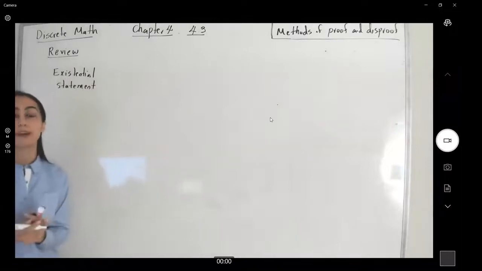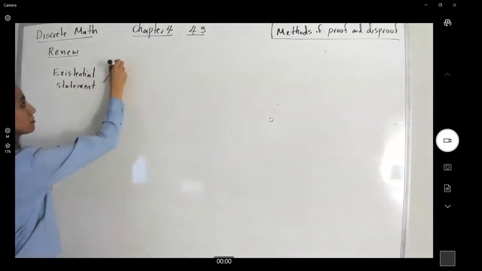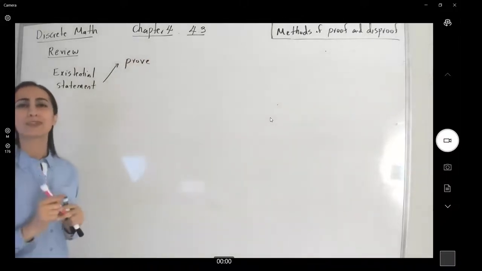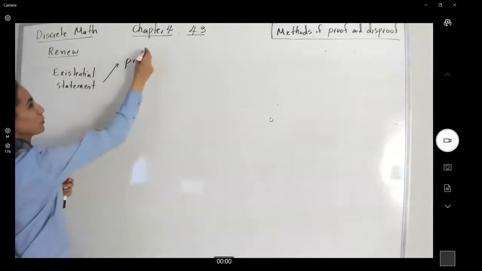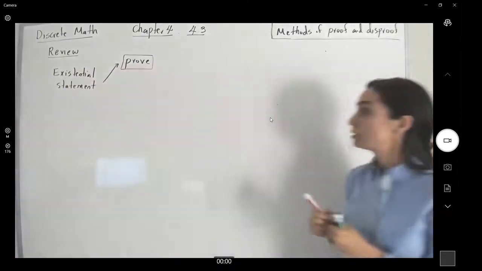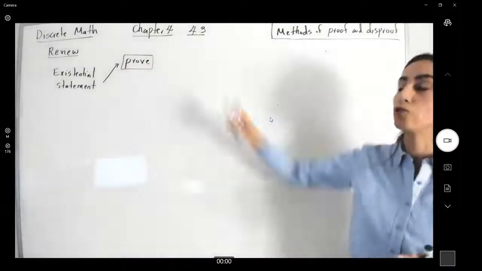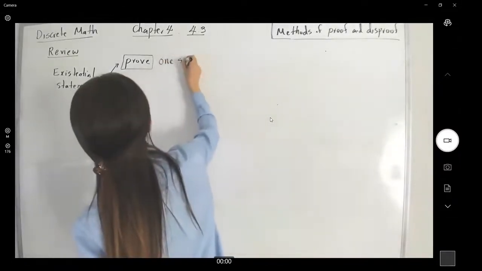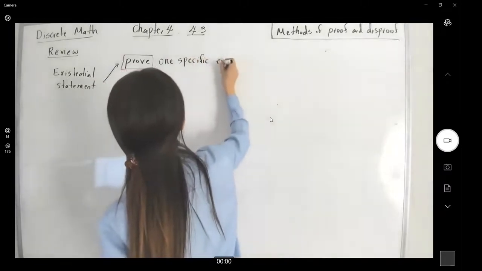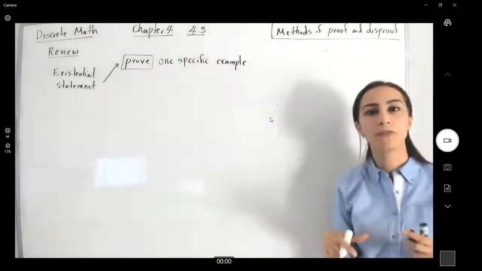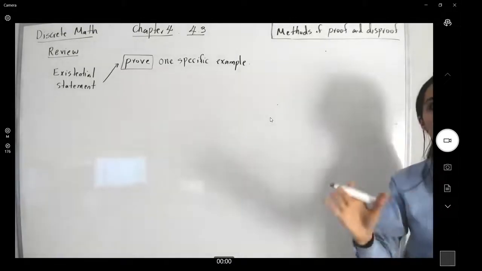If we want to prove an existential statement, we only need to come up with one specific example. So if the theorem, the proposition, or in general, a question asks us to prove an existential statement, we come up with one specific example. One element, one number, one object is enough for us.